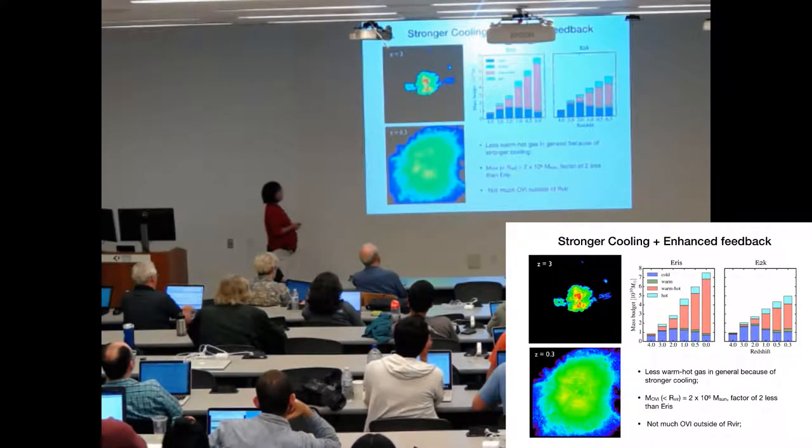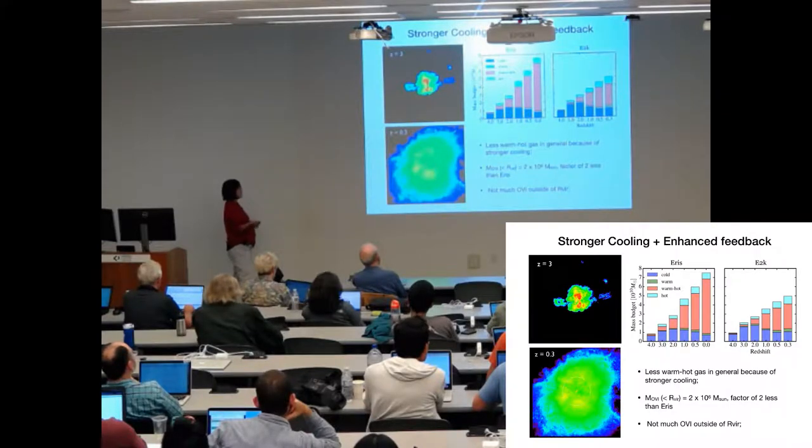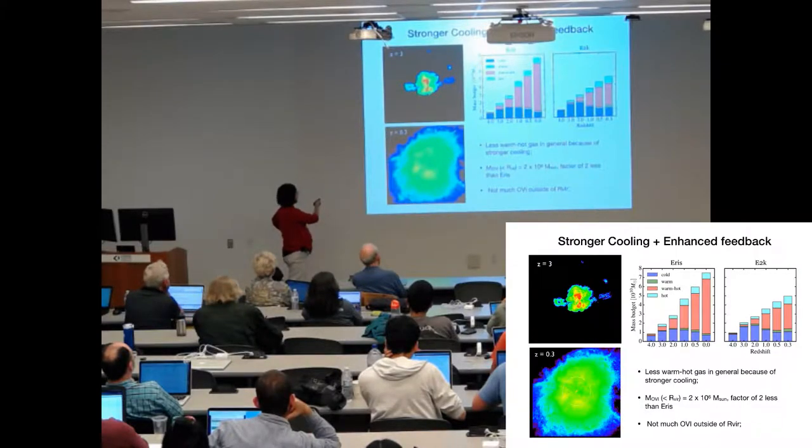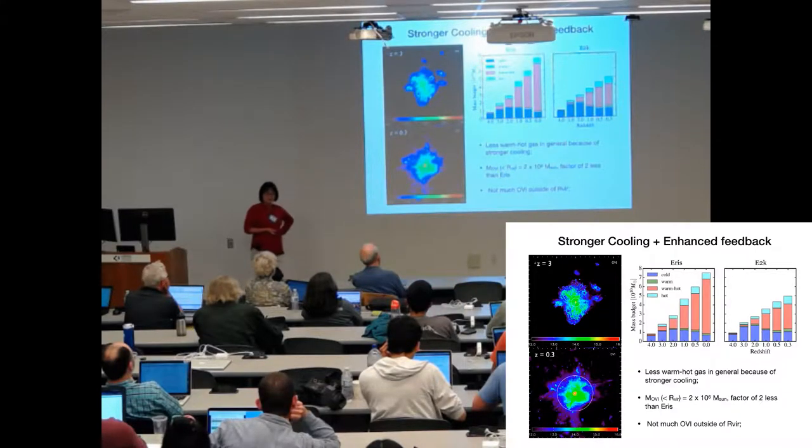But let's move to the cooling, okay? If we increase the cooling, and we increase the feedback, and we get the same mass of stars, then what will happen in the halo? So remember, this is the movie snapshot of Eris at redshift 3 and redshift 0.3. And this is how it looks. When we increase the cooling, we increase the feedback.